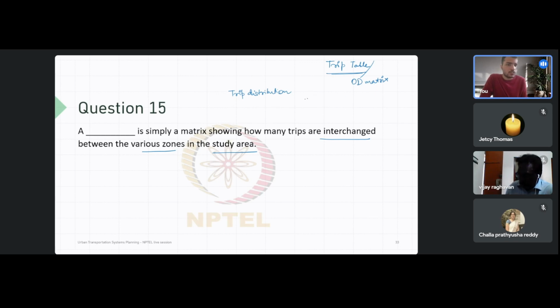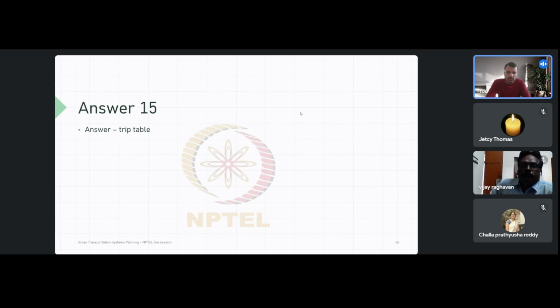As we saw in question 3 and question 4, we had the production on this side and the attraction on the columns. Then we have certain values in each cell. This is called a trip table. So we know the interchanges of trips that are happening between each of the zones and within the zones. A trip table is a matrix which shows how many trips are interchanged between the various zones in the study area. So the answer is trip table.